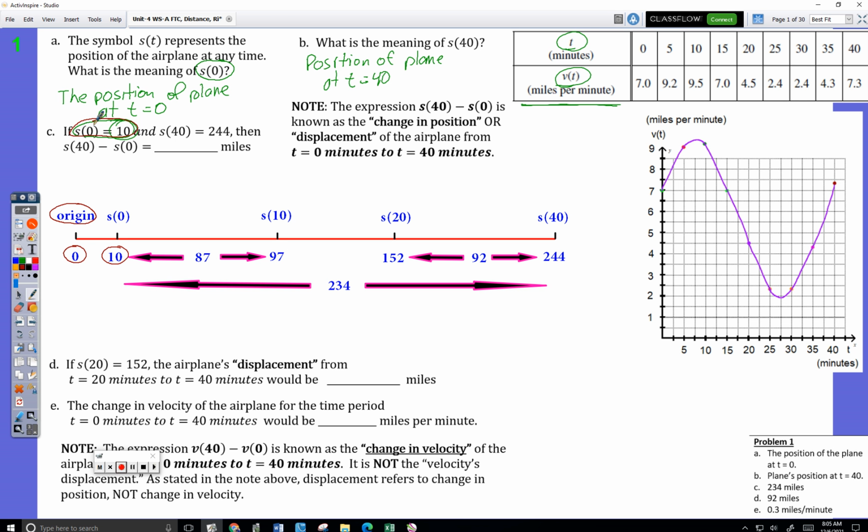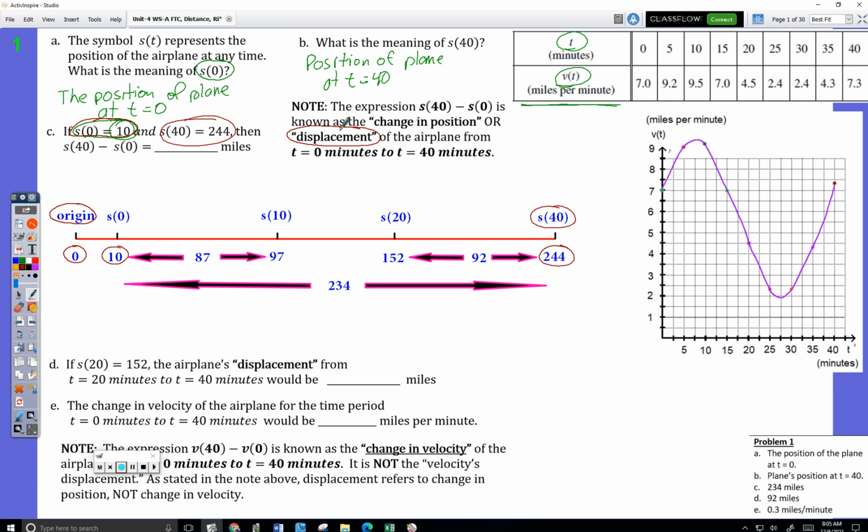Cool. S of 40 is 97. Sorry, S of 10 is 97. Oh, I'm having trouble. S of 40 is 244. So that's way over here. At 40 minutes into the flight, the plane has a location of 244 miles from the origin. Cool. Okay, I don't recall that we've, maybe I've talked about this a little bit in Unit 1, but we haven't talked much since.